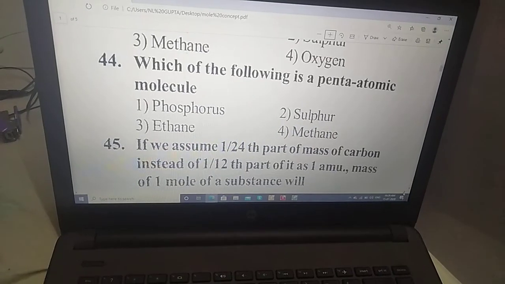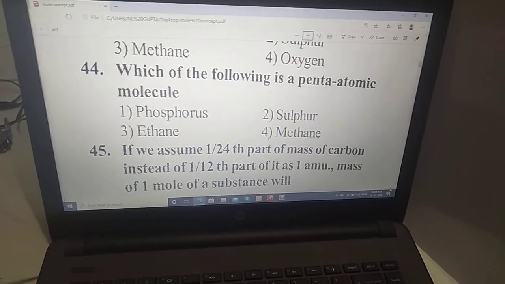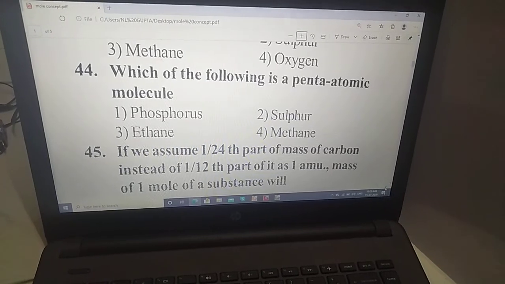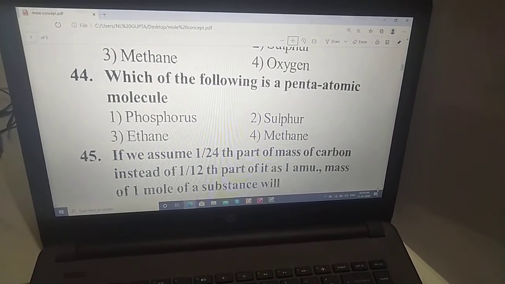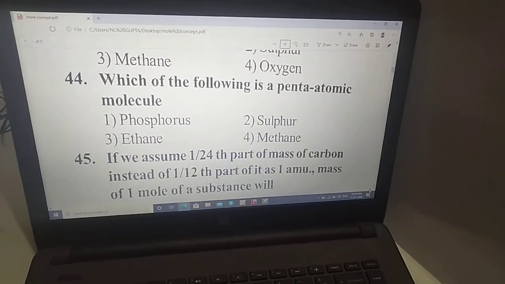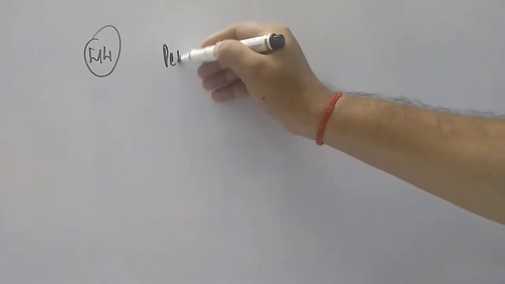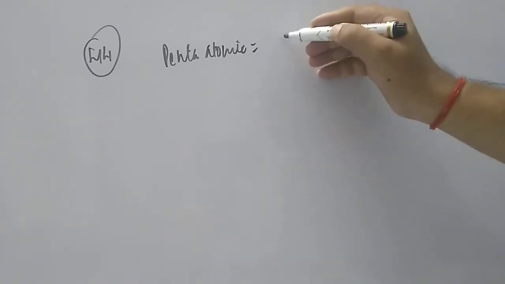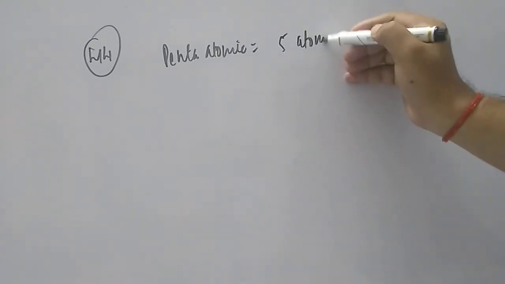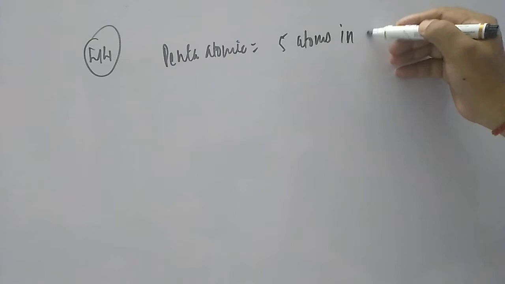Now let us take question number 44, student. Which of the following is a pentaatomic molecule? Meaning which one has 5 atoms. The options are phosphorus, sulfur, ethane and methane. So let us check the options on the board for 44. They are asking pentaatomic. Pentaatomic means 5 atoms in one molecule.